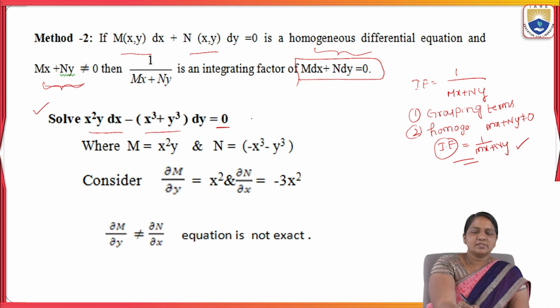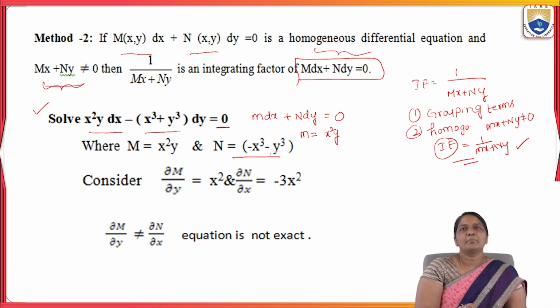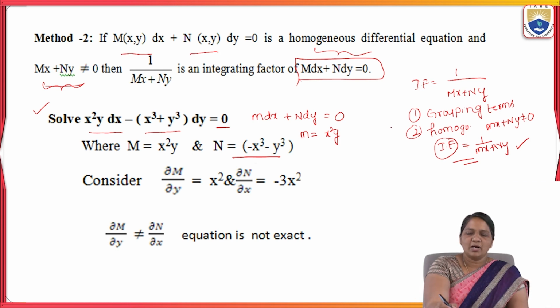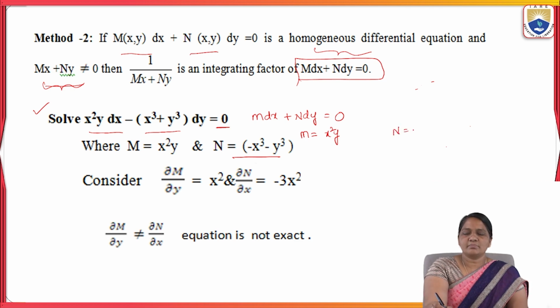Here this is in the form of M dx plus N dy equals 0. What is the M value here? M value is x square y. What is the N value? N value is minus (x cube plus y cube), otherwise minus x cube minus y cube.